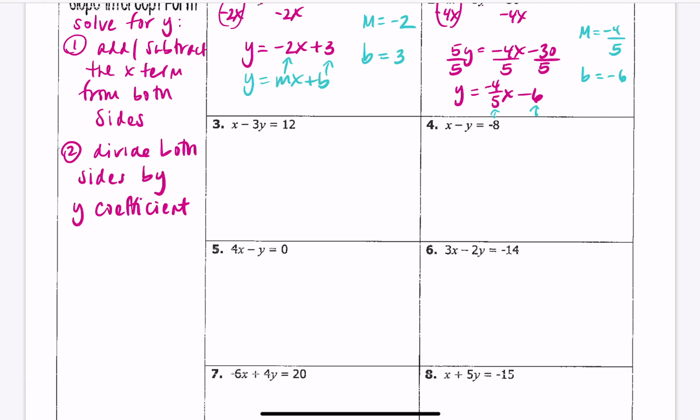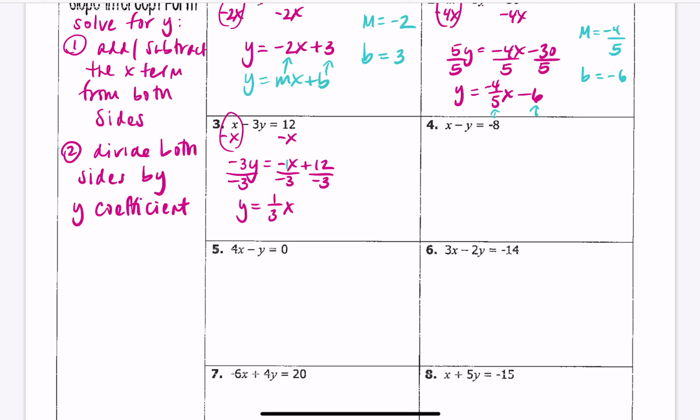So number 3, I want to get rid of this x term. I'm going to subtract x from both sides. This becomes a 0. I bring down my minus 3y. Don't lose those negatives. And then -x plus 12. So now I am going to divide both sides by -3. So everything gets divided by -3. On the left, I get y by itself. Over here, this is really a -1. So when I have -1 over -3, that's just really 1 over 3x.